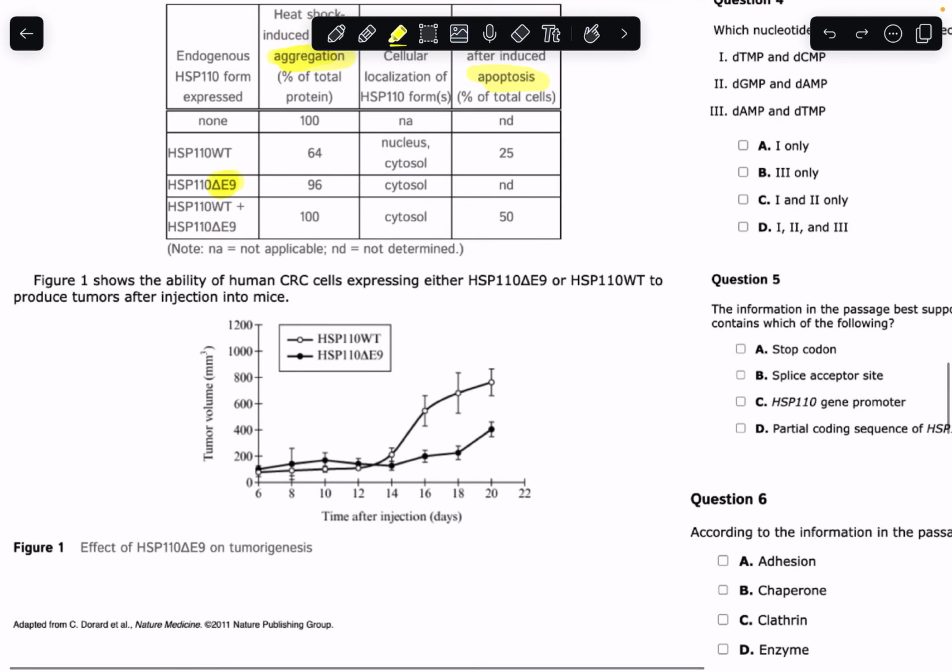And then let's move on to figure 1, okay? Figure 1 shows the stability of human CRC cells expressing either HSP110 delta E9 or the HSP110 wild type to produce tumors after injection into mice, okay? So in this graph, the independent variable is the time, right? As the days go by, the tumor volume is the dependent variable that we're measuring, right? As days go by, how do the tumor volumes change? Does it increase or does it decrease, right?